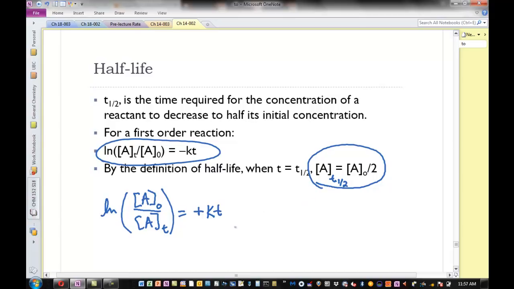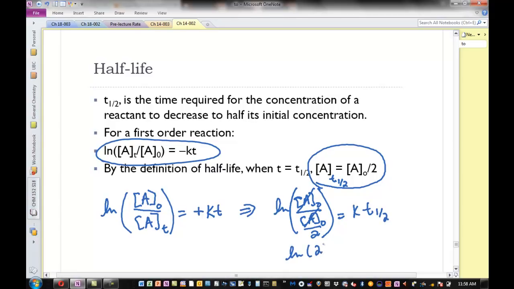So if I do that and I plug into this equation, I'm going to have the natural log of the initial divided by the concentration at t 1/2, which is the initial divided by 2, and that will equal k t 1/2, because the time is the half-life, where that concentration is half. And our initials will cancel, and we're going to end up with 1 divided by 1/2, which is natural log of 2. So 1 divided by 1/2 is 2, is k t 1/2.